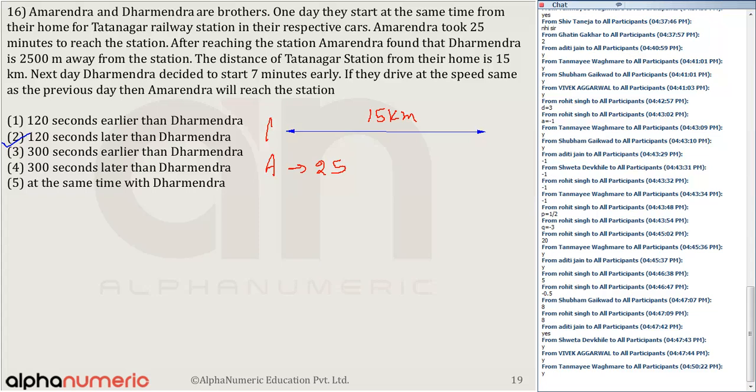So A has traveled the destination in 25 minutes. So what is the speed of A? Speed of A is equal to total distance 15 upon total time. Total time will be 25 by 60, which gives 36 kilometers per hour.